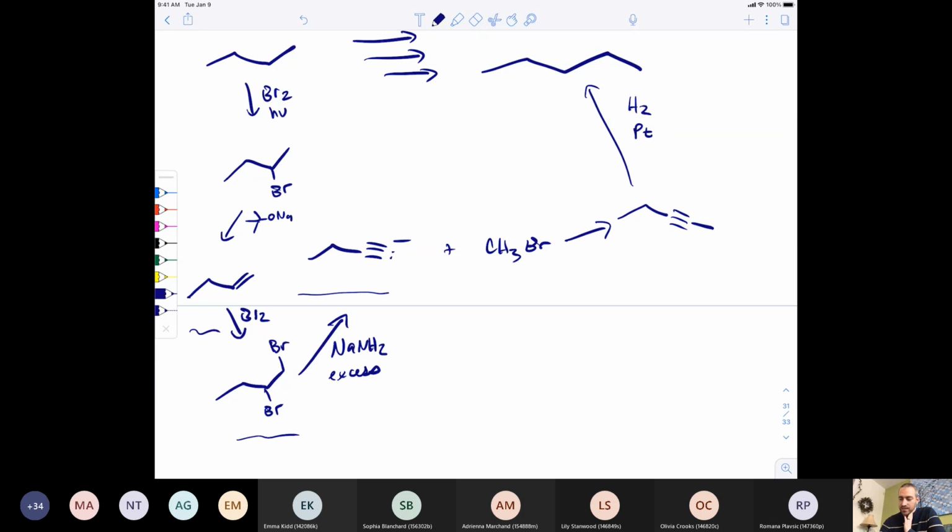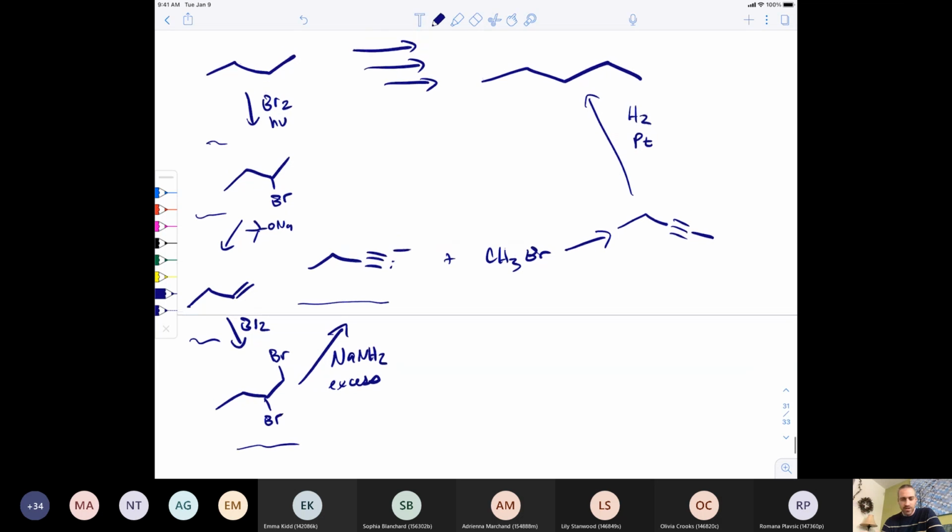You can make an alkene by doing an elimination. You can make the alkyl bromide for the elimination by doing a radical halogenation. This is a lot of steps. 1, 2, 3, 4, 5, 6 steps. We don't ask you any that have this many steps, but this is a nice example of one that does have a lot of steps.